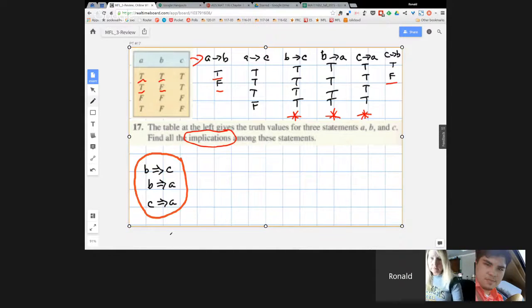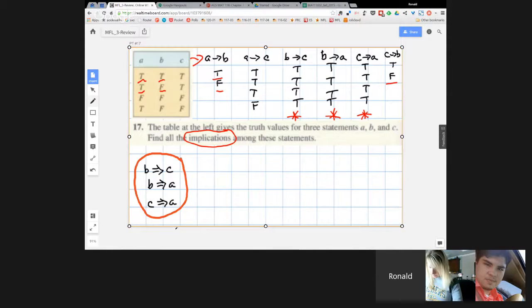Okay, the table, it says the table's at the left. Well, it's up above. I pasted it up on top. You've got these three statements, A, B, and C, along with their given truth values in columns that are 4 high. And you're supposed to find all the implications among these three statements.